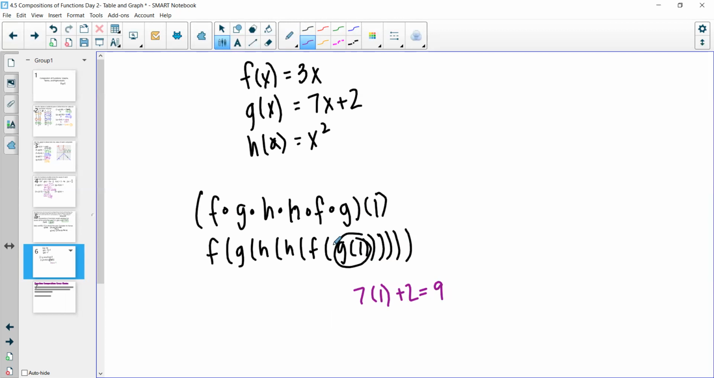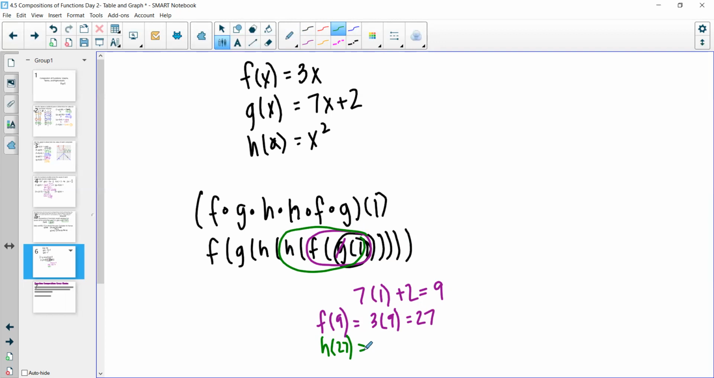So now that we've evaluated g at 1, then we would look at what happens when I put 9 into f of x. Well, we do 3 times 9, which equals 27. So we've gotten rid of this part. Now we're evaluating this section, and we evaluated that to be 27. So then what we want to do is evaluate the next section here. So what happens if I put that 27 here? And we can continue on going and going until we've completed our chain.